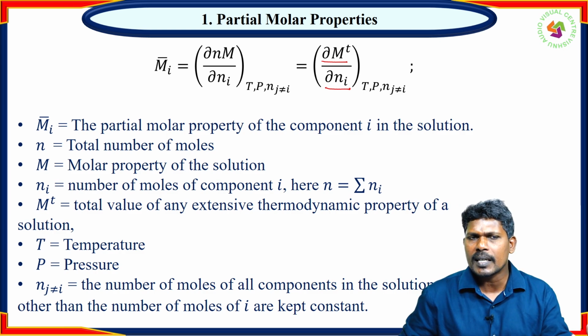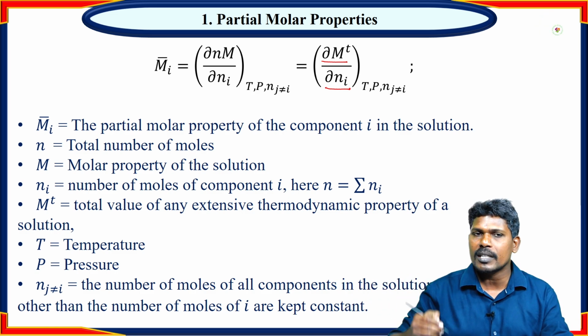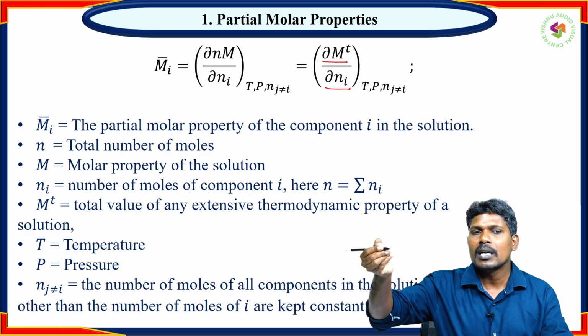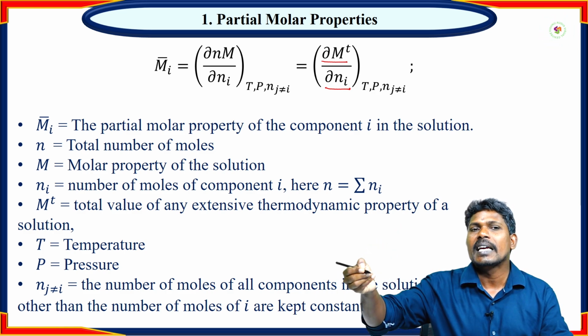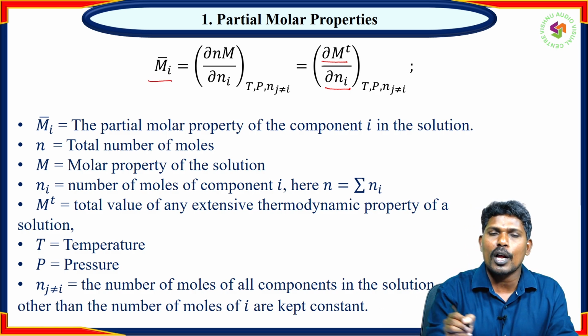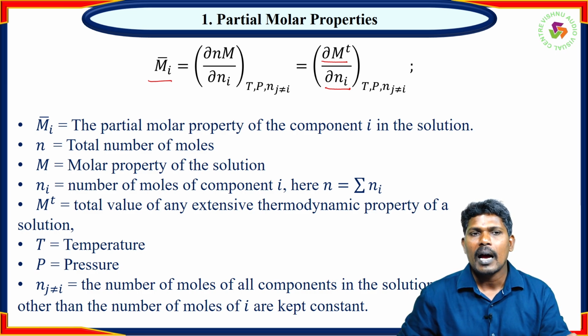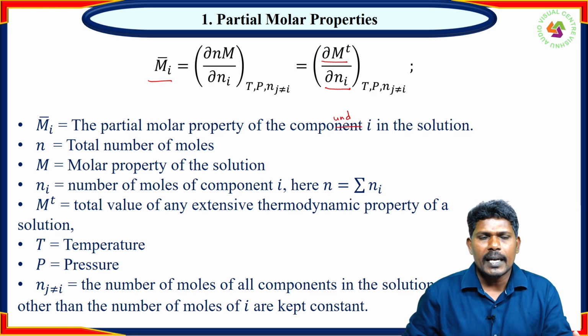then because of the change in number of moles of that compound, the change in total molar property with respect to the change in number of moles is equal to the partial molar property of that particular compound. So here M_i bar is the partial molar property of compound i in the solution. And here n is the total number of moles. M is the molar property of solution.